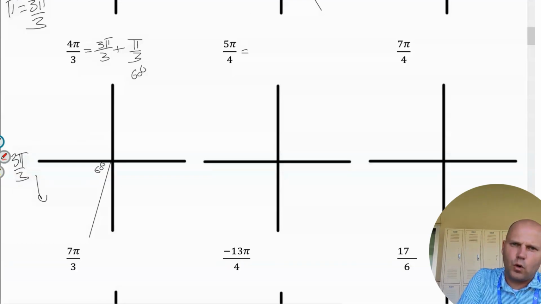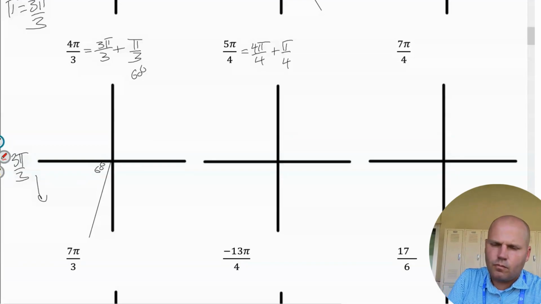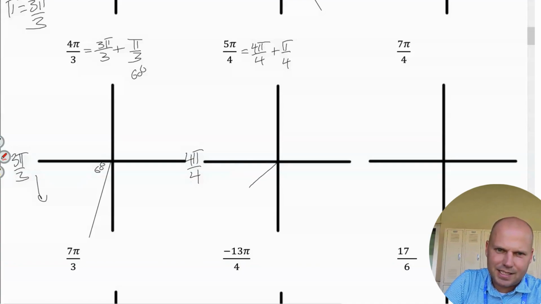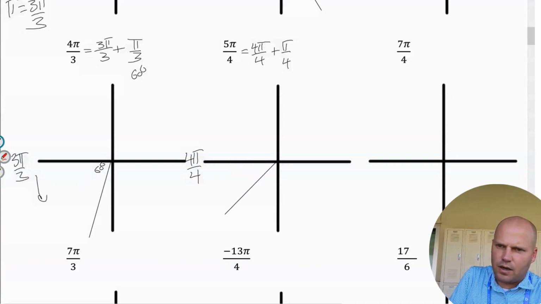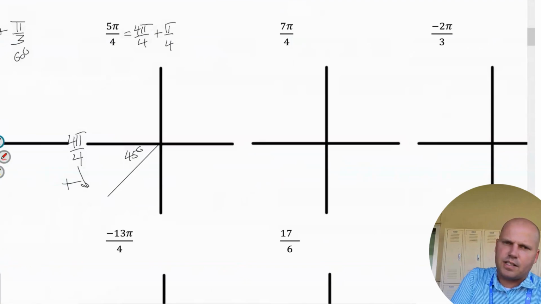5 pi over 4, 4 pi over 4, plus pi over 4. It's 4 pi over 4. It's the same as 3 pi over 3. It's pi plus counterclockwise plus. Seven pi over 4. I'm going to go all the way around to 8 pi over 4. Subtract a pi over 4.